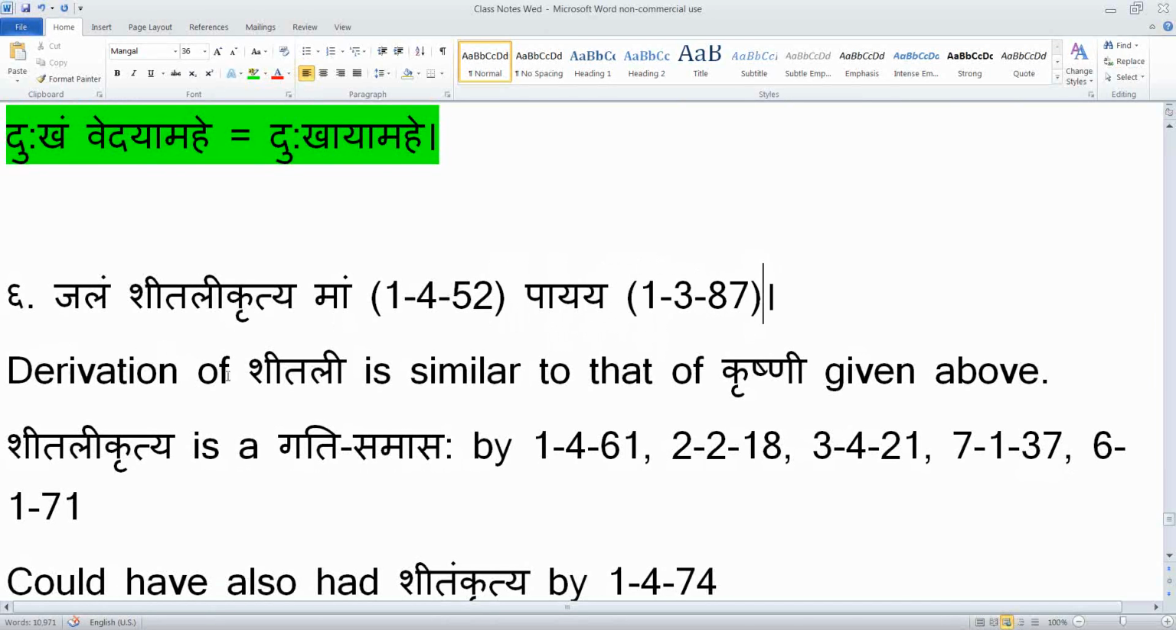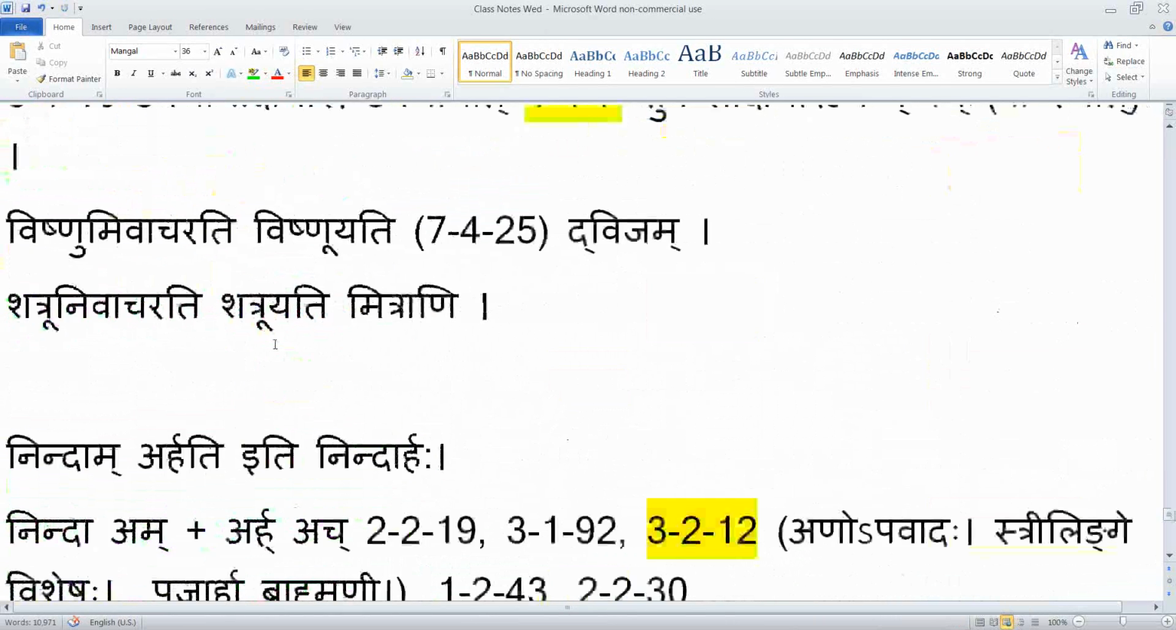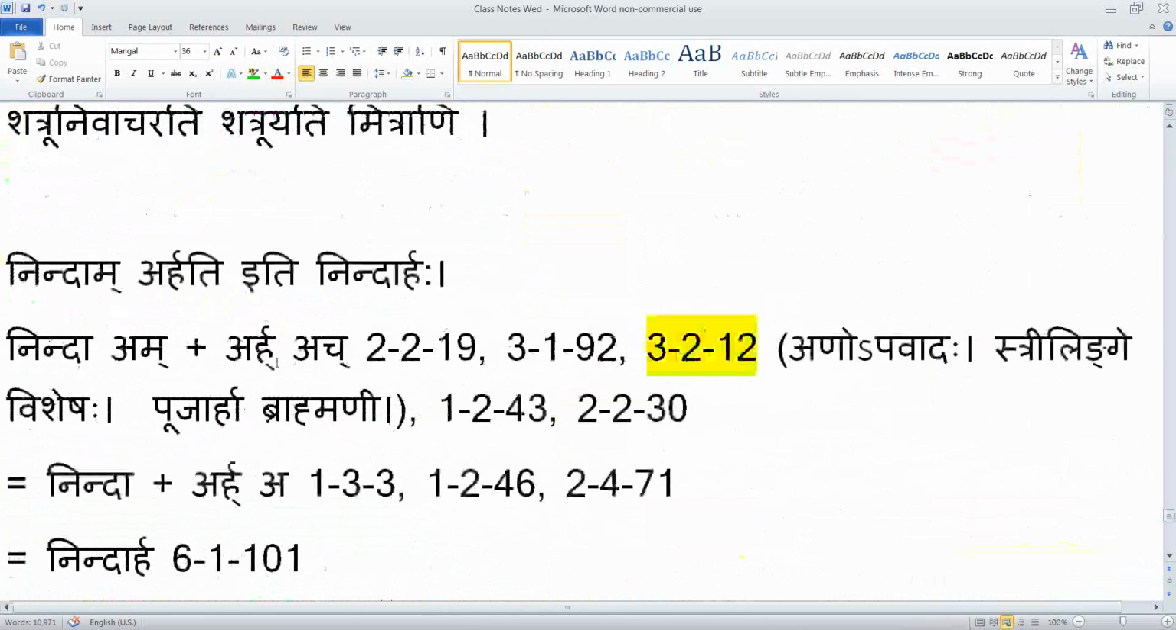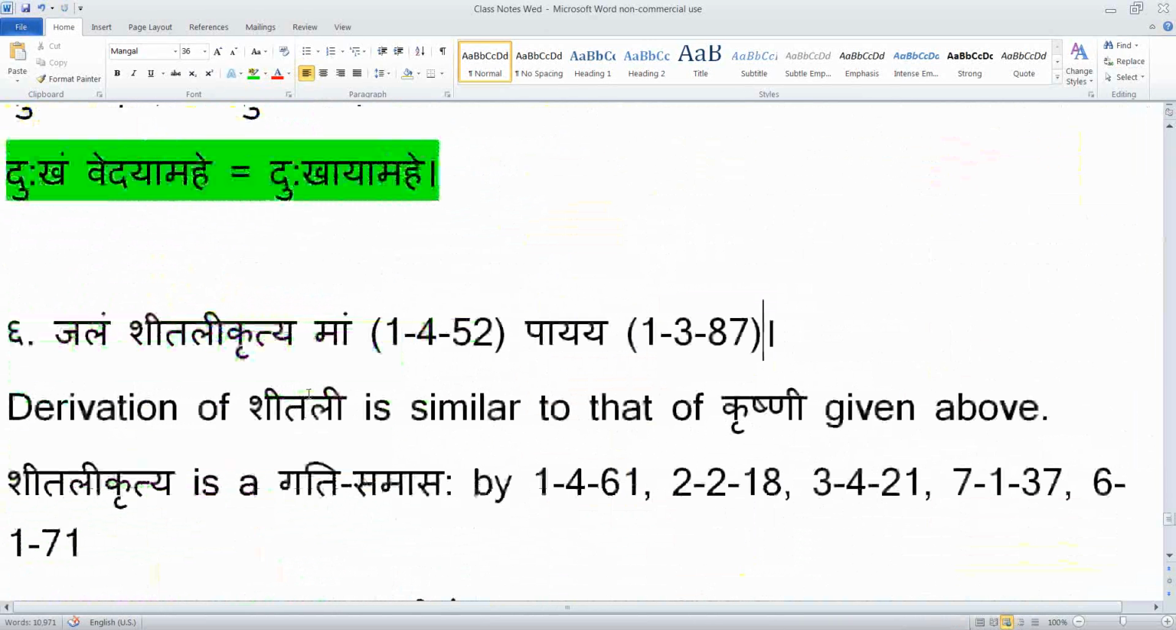Shitali kritya, we just saw the same thing here, right? From the beginning we've been seeing that, like shukli kritaha and krishni kritaha. Ashitalam sampadyate, tat kritva: having made something which was not cold into cold. So shitali is derived the same way, pratyaya chvi. Shitali kritya is going to be a gati samasaha. Kugati pradayaha. Because this chviyantam gets the gati sanya by Uryadi Chvi Dachascha, then Kugati Pradayaha.